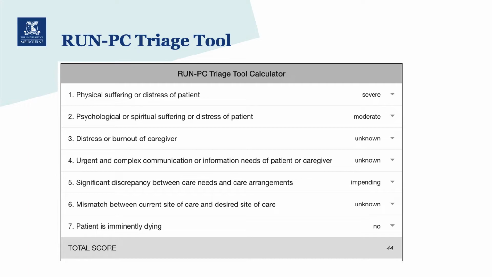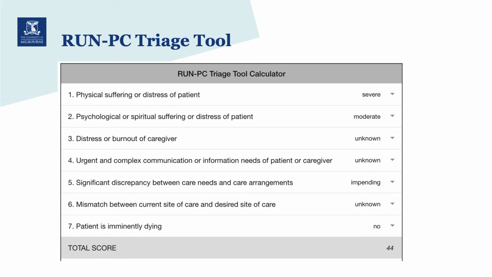And around her communication or information needs, we also weren't given any information, but could tease that out, ask some more questions. Discrepancy between care needs and care arrangements, I put impending. You could potentially put current, given the 4-bed bay that she's in and disturbing the other patients, and no doubt disturbing the other patients is sort of compounding her own distress. So you could actually put that as current.